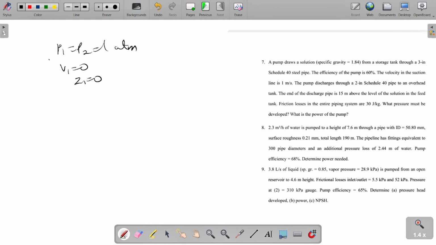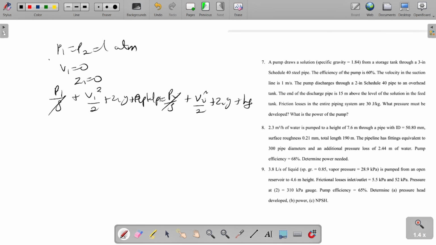So since I have all these assumptions, I can write my Bernoulli's equation: P1 over rho plus V1 squared over 2 plus Z1 G, accounting for pump work, plus WP, equals P2 over rho plus V2 squared over 2 plus Z2 G plus HF. So over here P1 is equal to P2, V1 is 0, and Z1 is 0.